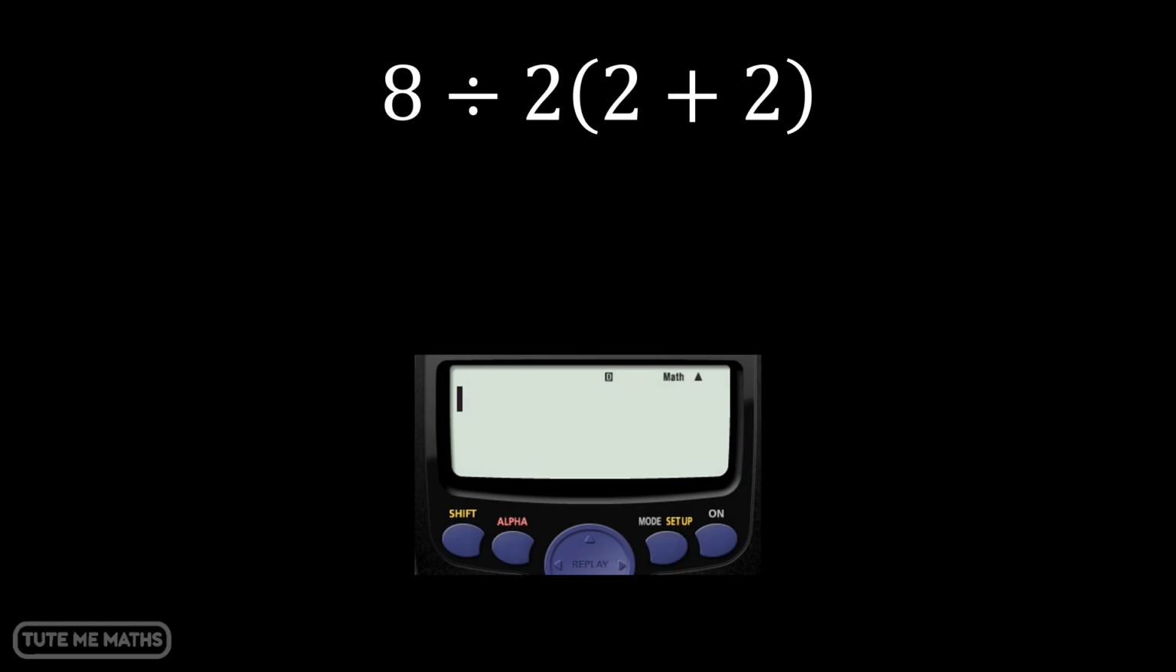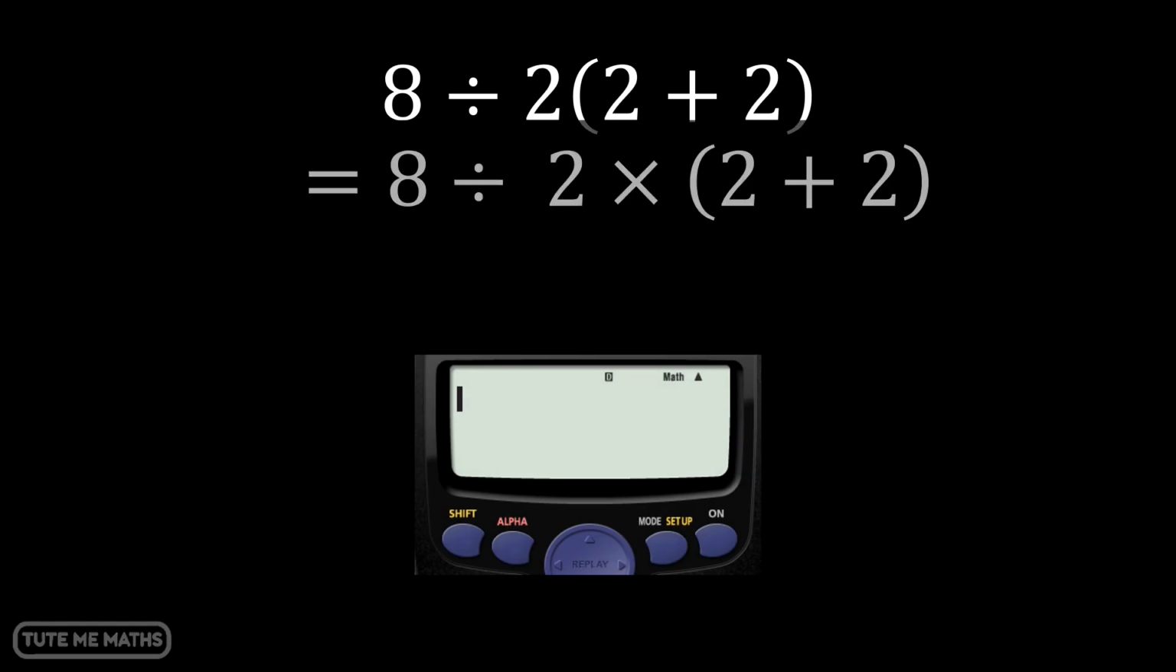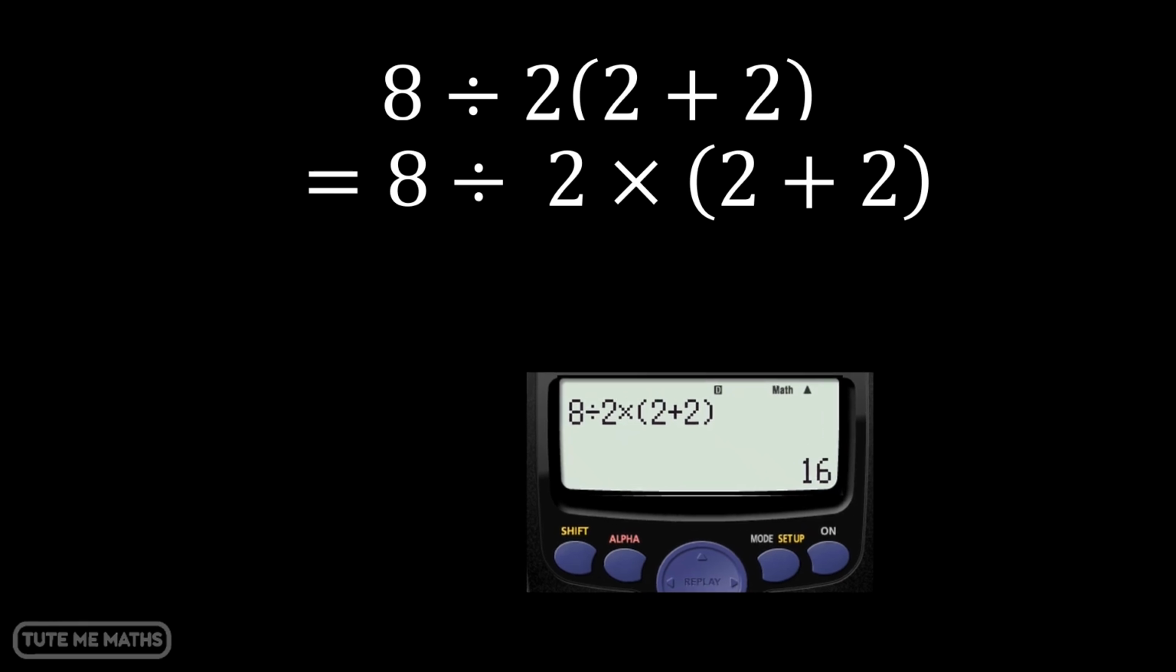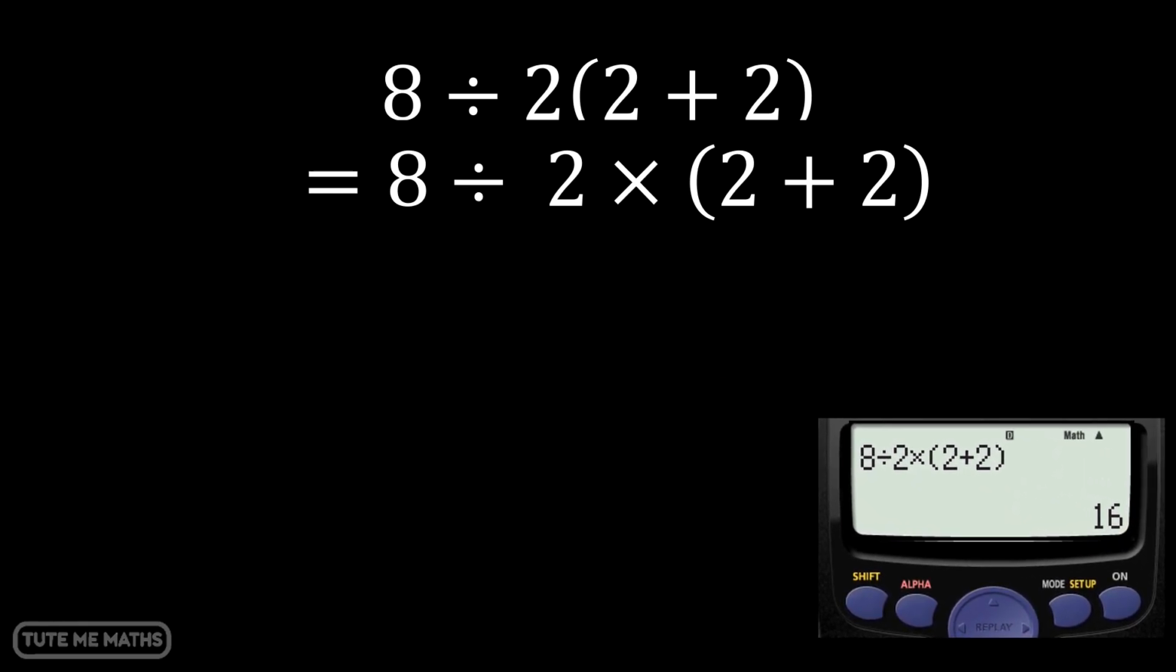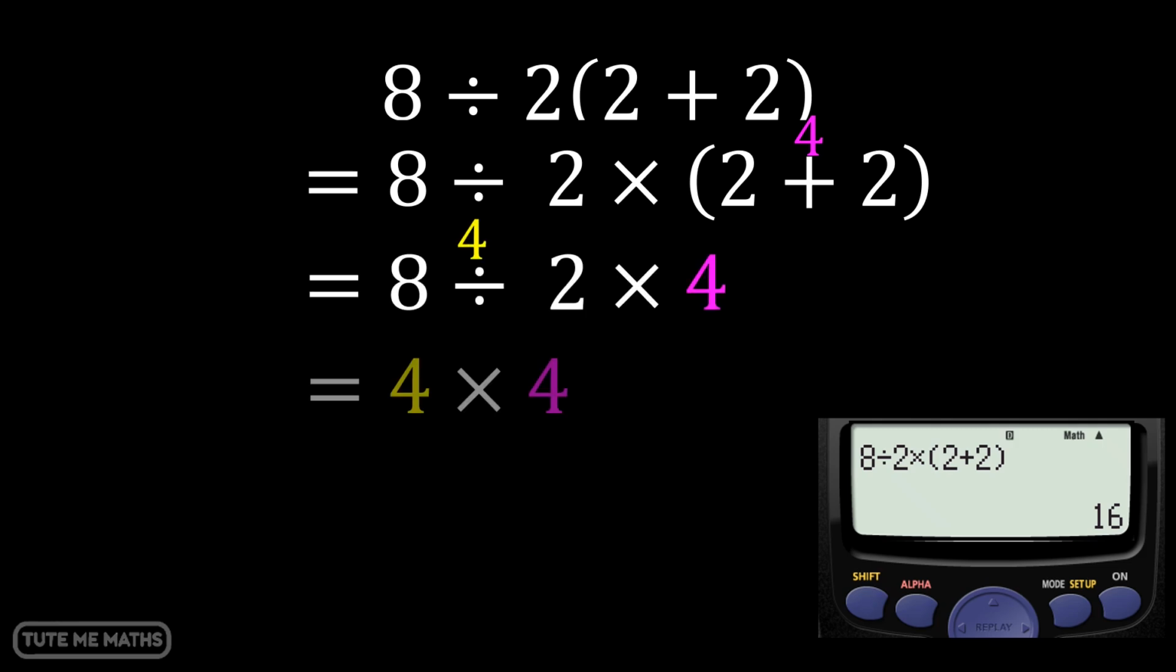You were likely taught to rewrite the multiplication sign when evaluating the expression, and this is exactly what people have done to achieve the incorrect answer of 16, as we see here on the calculator screen. They have forgotten about the invisible brackets. So, following the order of operations correctly gives 4 for these brackets, then 8 divided by 2 is 4, and finally 4 multiplied by 4 is 16.